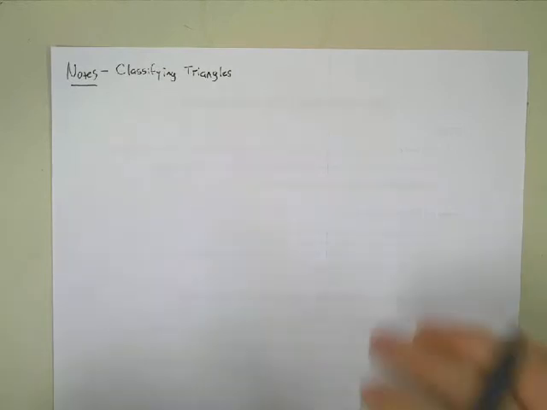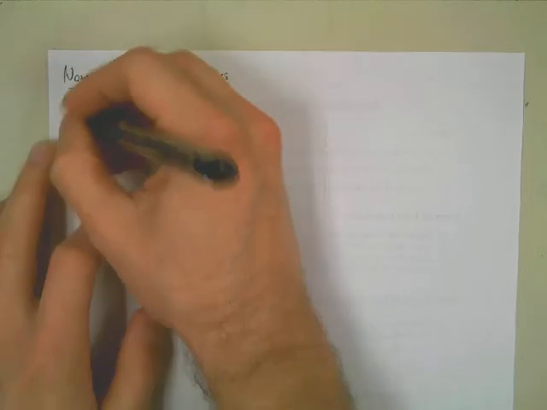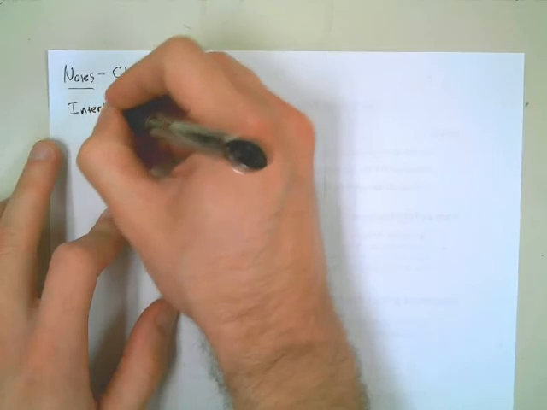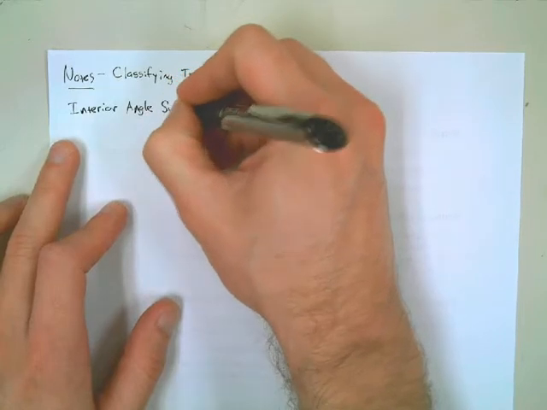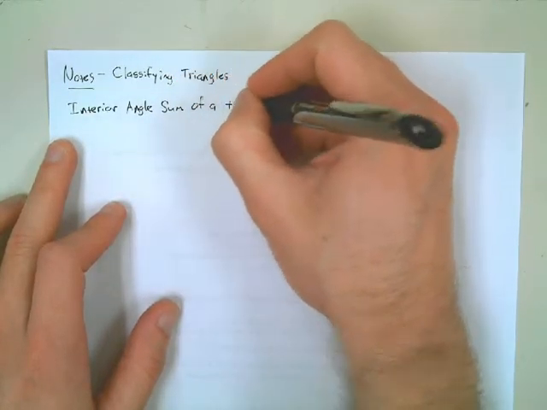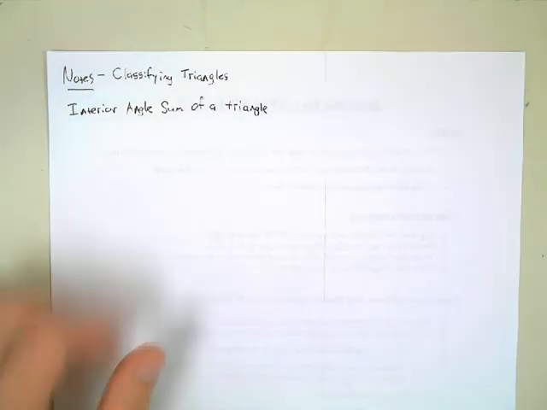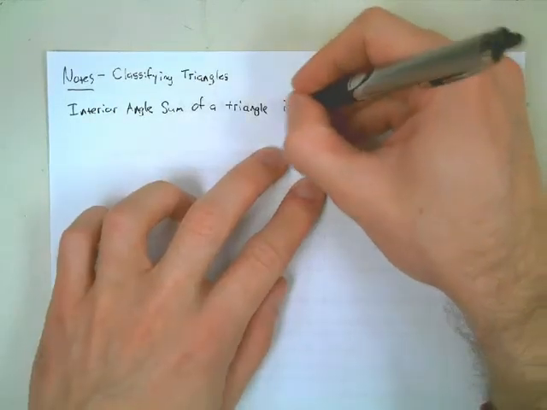So remember, what we just did for that activity is we tore off our corners and put them together. Those little angles are called interior angles, because they are the angles inside the triangle. And so we're going to write the interior angle sum of a triangle. The interior angle sum of a triangle is 180 degrees.